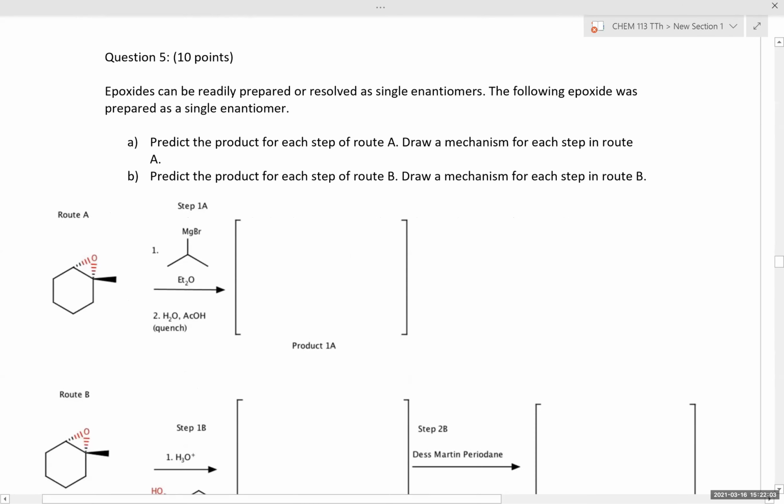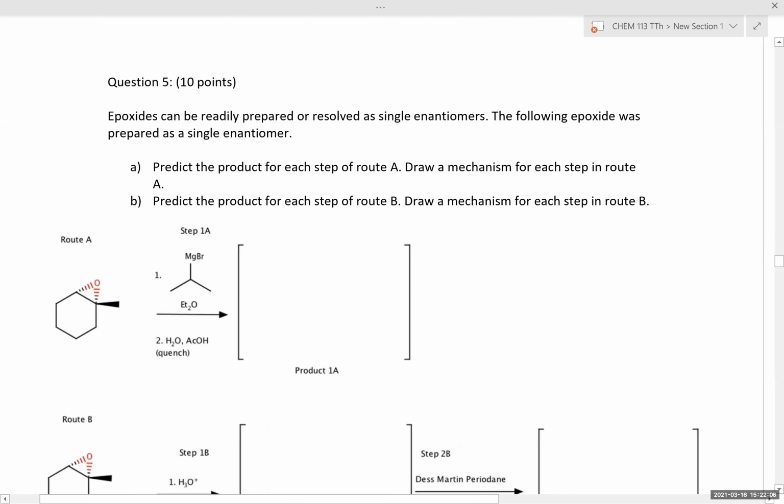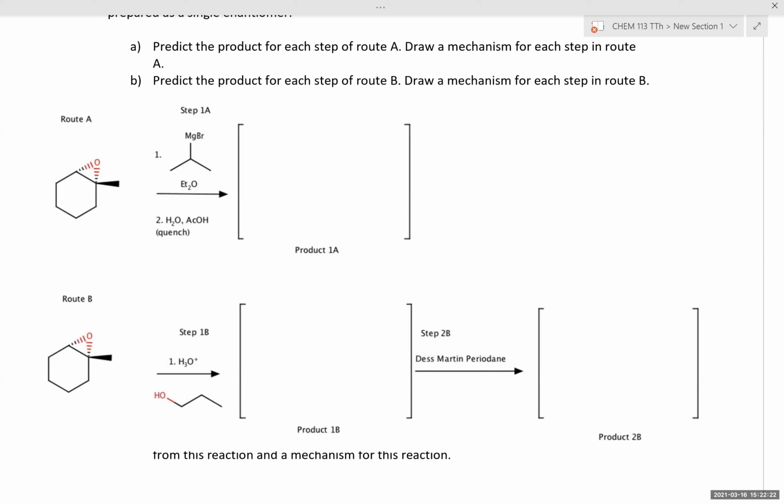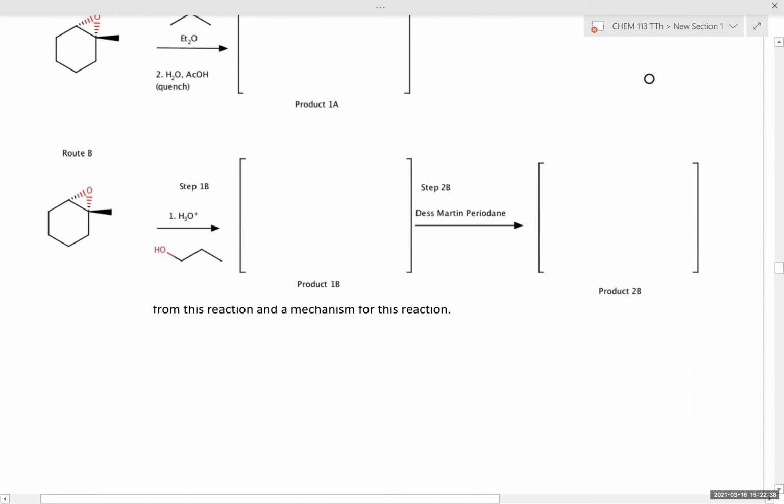Okay, let's move on to the next example. In this case, a nice thing about epoxides is they're wonderful starting materials for making derivatives because they can be resolved and isolated as a single enantiomer. So we're going to look at a synthetic sequence where we prepare two unique compounds through a sequence of epoxide opening and then oxidation. So we're asked to predict the product for each step of route A and route B and draw a mechanism.